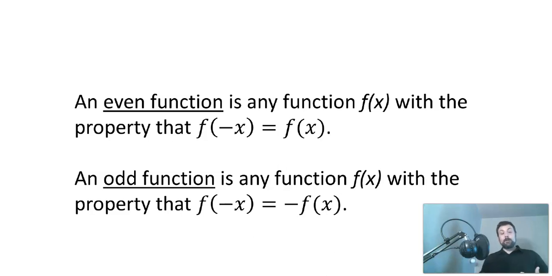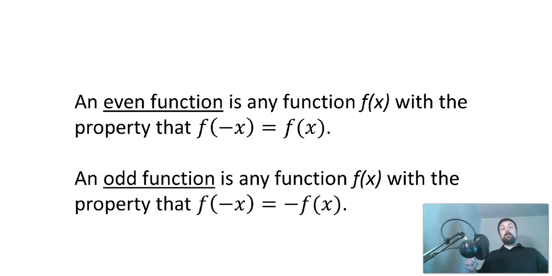So an even function is any function f of x with the property that f of -x equals f of x. All right. An odd function is any function f of x with the property that f of -x equals negative f of x. So we're making really clever use of the function notation to describe this particular property of these special functions.